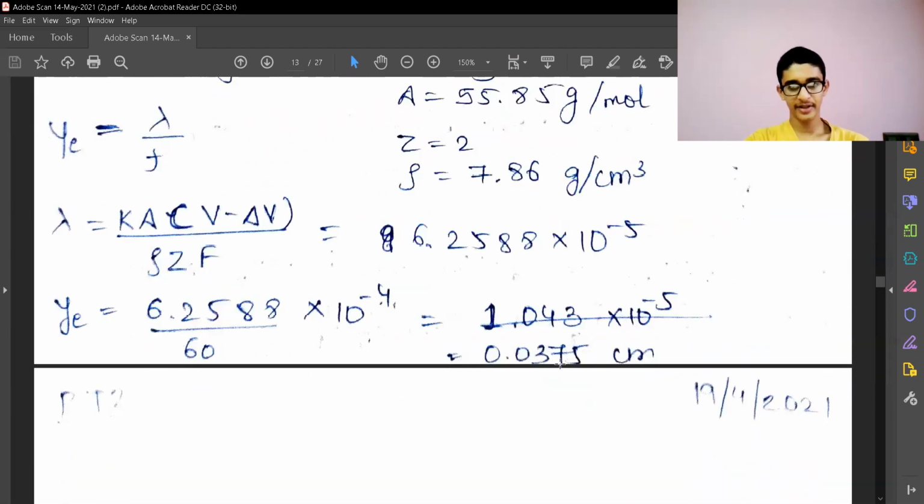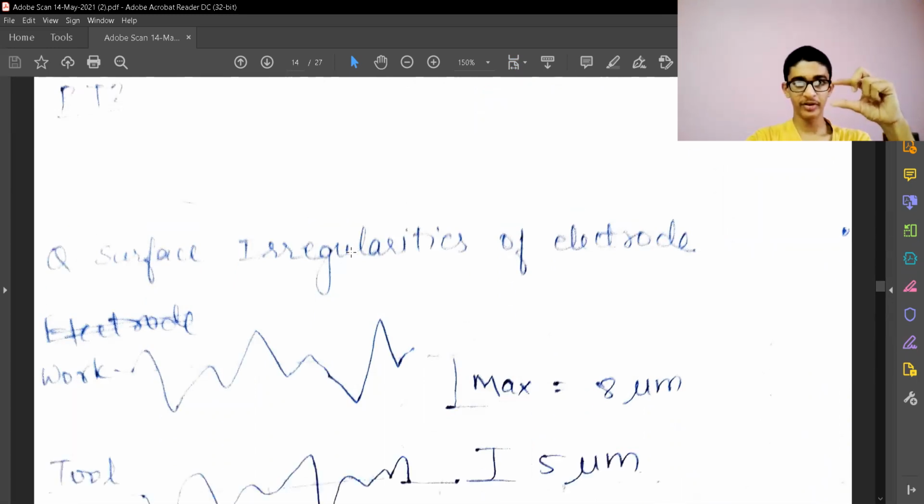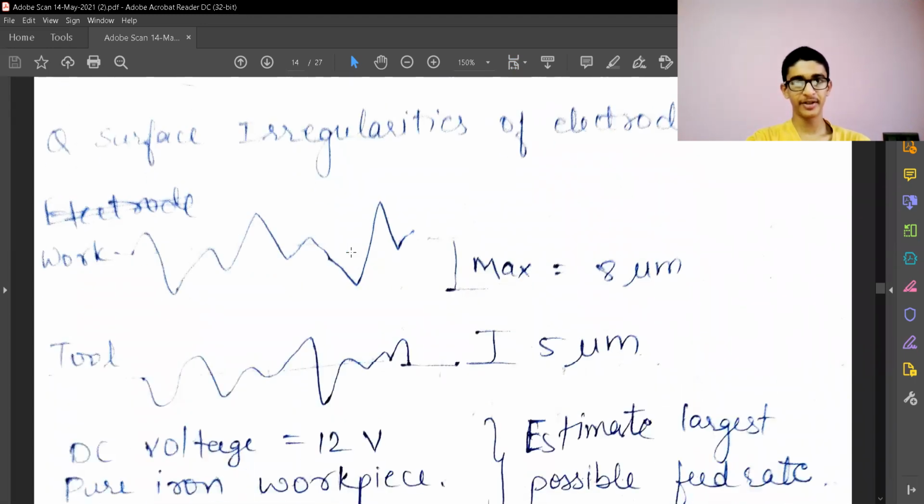You can see this is a very small gap, 0.3 mm or so. So the machine must have a very good control system to maintain that small distance between the tool surface and the workpiece surface.